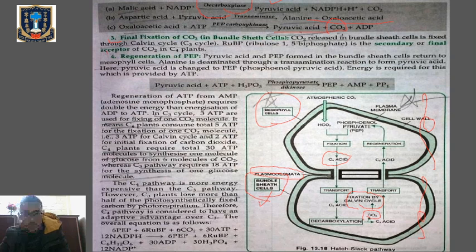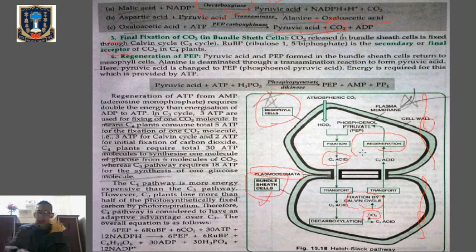So the fourth one is the regeneration of PEP. So pyruvic acid and PEP are formed in the bundle sheath cells. You can see over here that the C3 acid will be formed in the bundle sheath cells and PEP also will be formed. Now those PEP and pyruvic acid which are formed in the bundle sheath cells will return to the mesophyll cells. So they will be transported to the mesophyll cells, and alanine will be deaminated through transamination to form pyruvic acid. Hence pyruvic acid is changed to PEP, phosphoenol pyruvic acid, which is the carbon dioxide acceptor in the C4 pathway. So here you see the reaction that pyruvic acid plus ATP will lead to the formation of PEP, phosphoenol pyruvate, which is the carbon dioxide acceptor in the C4 pathway.